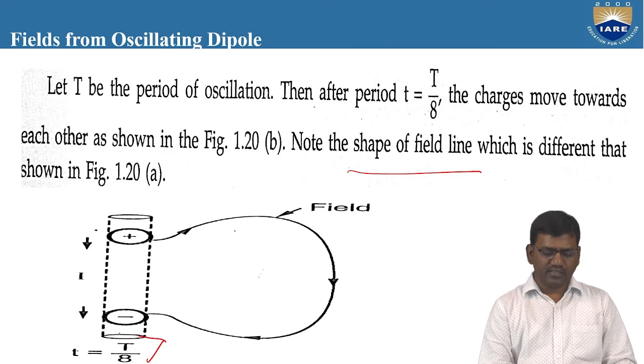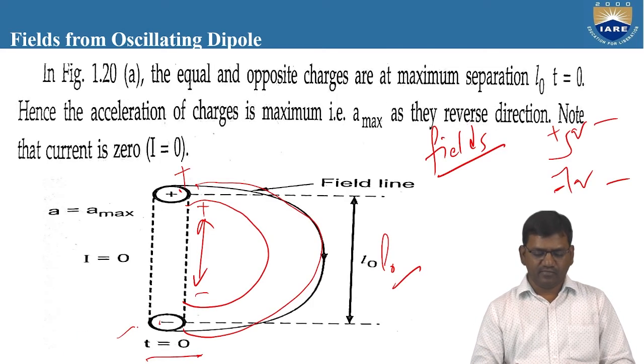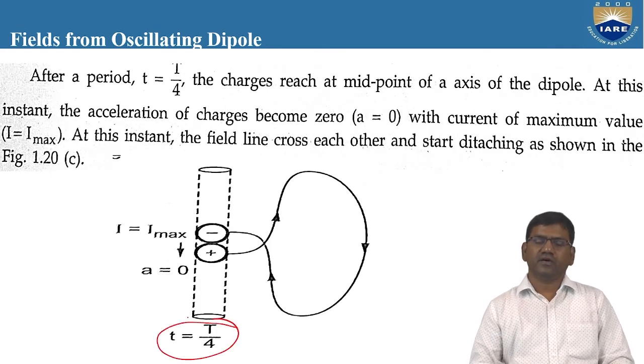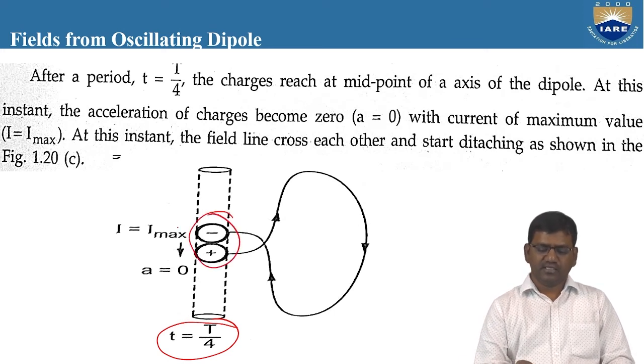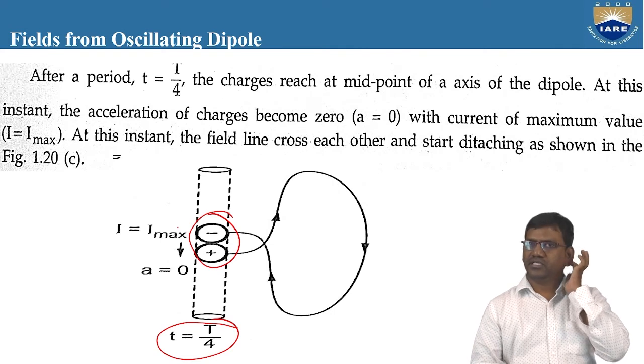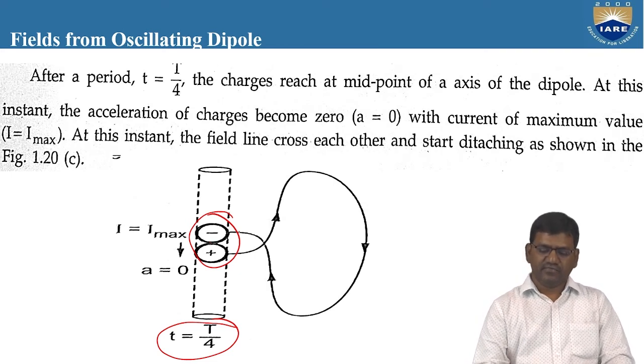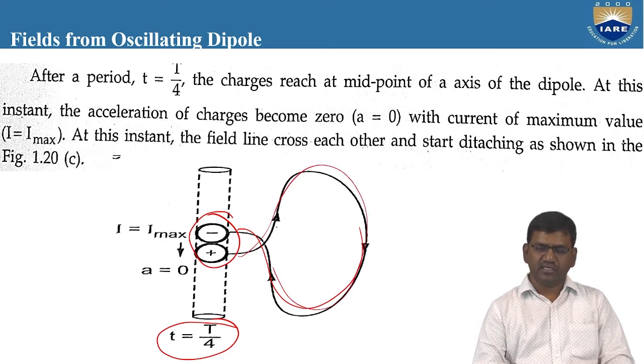And again, after some time interval of t by 8, after some time interval of t by 4, these charges are crossing the center of the conductor. You can observe here, these charges, positive charge and negative charge, have crossed at the midpoint of the conductor. So when these charges cross the midpoint of the conductor, the field lines will be like this. The path of the field lines produced by this, you can see the direction of the current flowing along the field line. See here, it is going like this after a time interval of t by 4.